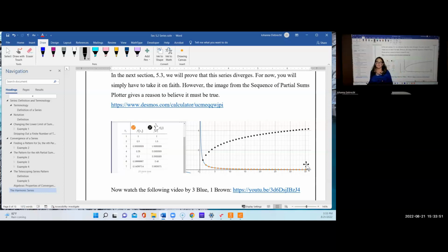So the harmonic series is a very important series because it's sort of that boundary series between ones that get low enough fast enough so that their infinite sum is finite and ones that don't. So it's sort of the boundary series, if you will.